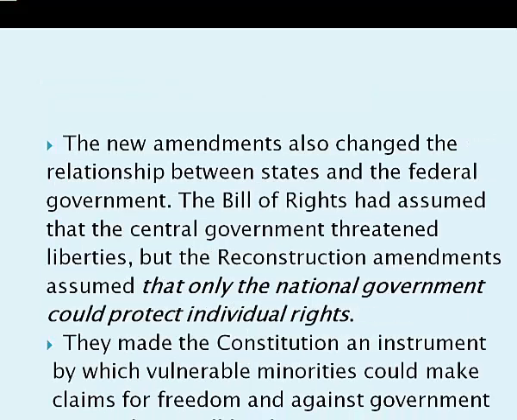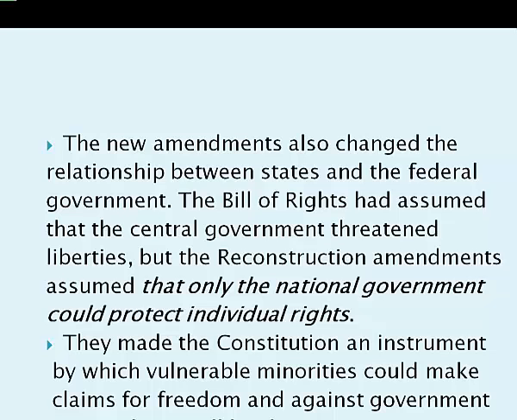It transformed the federal system in the language of American freedom. Where before the Civil War, citizenship had been bounded by race, now it's not going to be. Reconstruction laws rejected the notion that citizenship was reserved only for whites. A guarantee of legal equality affected the discriminatory laws in all states, North and South. This made Congress an instrument by which vulnerable minorities could make claims for freedom and against government's misconduct at all levels. So as I said, the new amendments changed the relationship between states and the federal government.